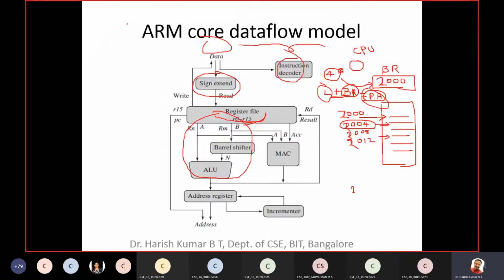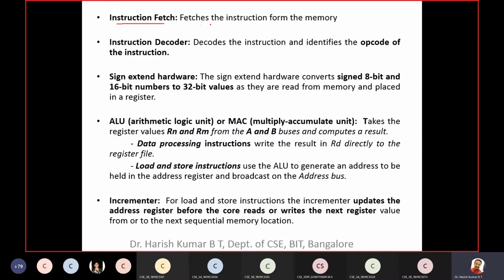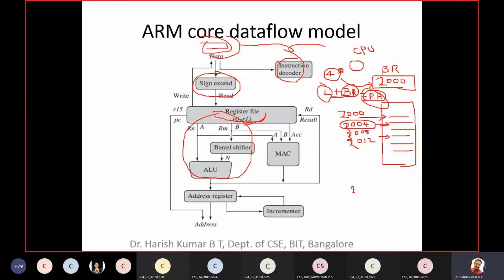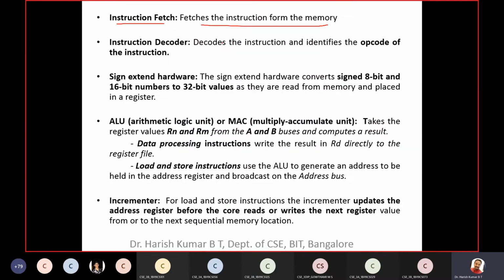So the first thing is instruction fetch. It is not written here, but it is understood. The data or instruction enters into this ARM core from the instruction fetch stage. Instruction fetch fetches the instruction from the memory. Where is it happening? At this place. And next, the instruction decoder. It decodes the instruction and also identifies the opcode of the instruction.